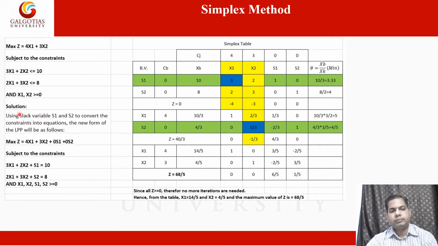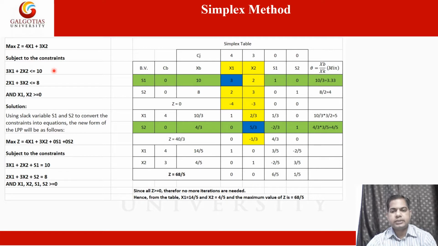Now, the first step of the solution says that we have to convert the given constraints into equations. In the graphical method, the first step was to assume the constraints as equations. Here the first step says we have to convert the constraints into equations. We have already studied the two types of variables, slack and surplus. So we have to see whether our constraint has a less than or equal to sign or a greater than or equal to sign.